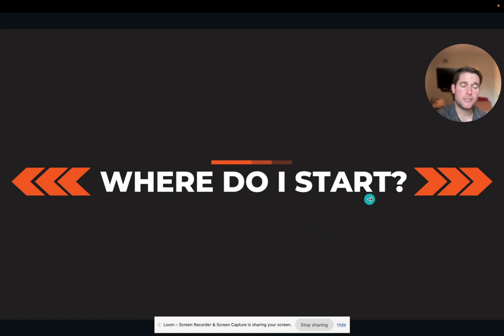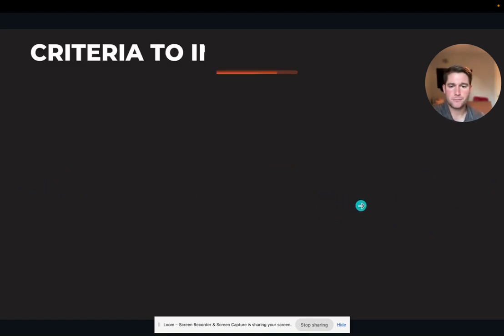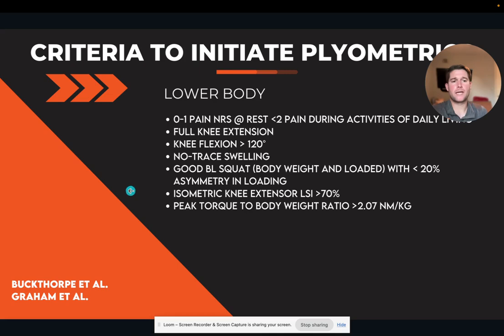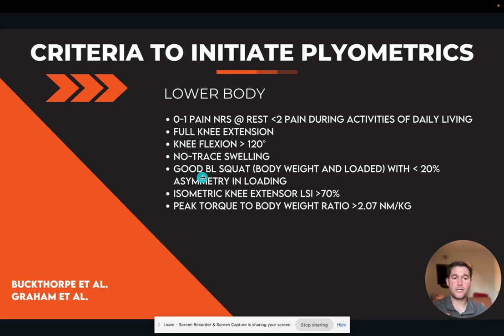So the biggest question, obviously, when it comes to incorporating all of this in rehab is, where do we start? Buckthorpe et al. came out with a paper a few years back on criteria for incorporating plyometrics in the ACL rehab process. As you can see here, we want very minimal pain, hopefully none. Full range of motion, that's non-negotiable. Knee flexion at this point hopefully would be more than 120. Definitely no to trace swelling.